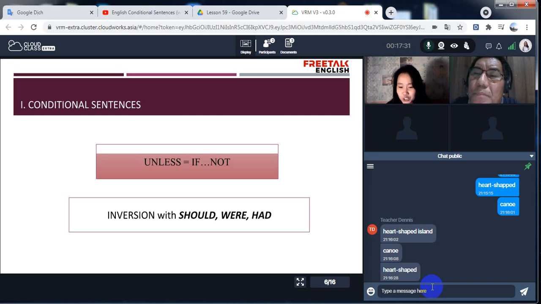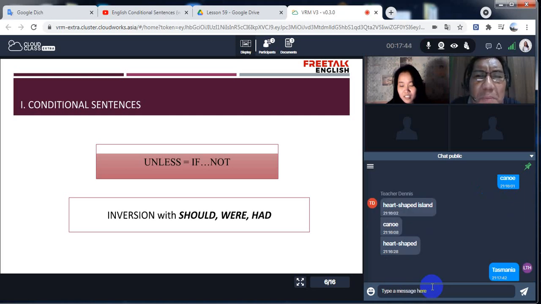in Australia? Its name is Tasmania. What's the name? I'm not familiar, sorry about that. Tasmania. Yes, and I feel this is the heart of the earth.